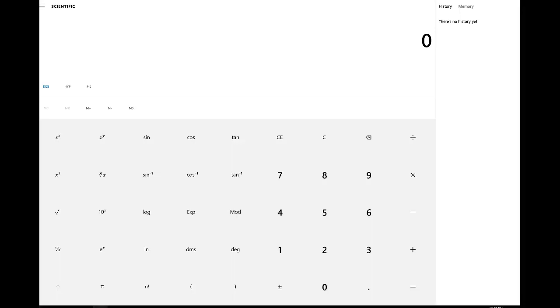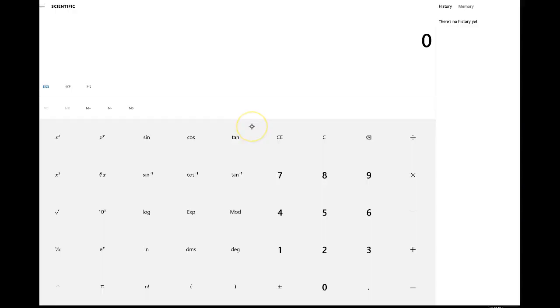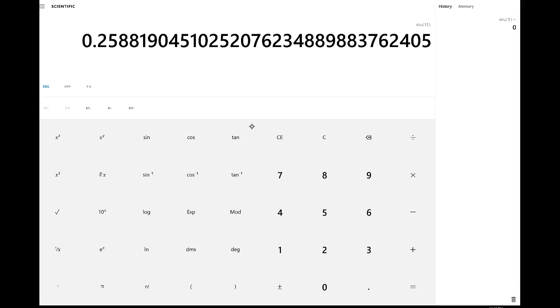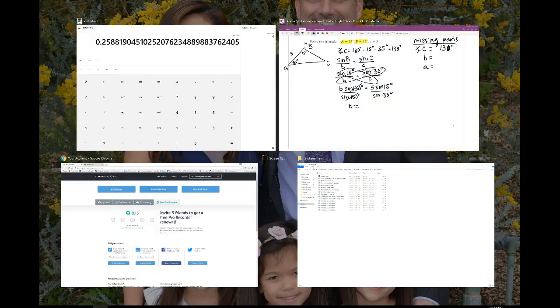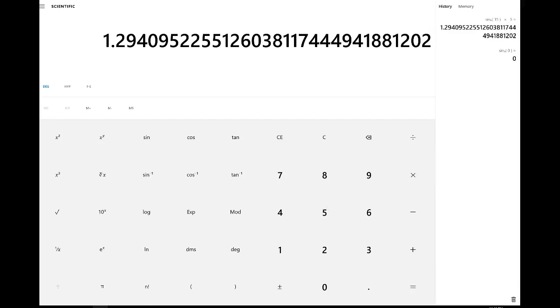So the expression is 5 times sine of 15 divided by sine of 130. Make sure this calculator is in degrees. It is. So sine of 15 degrees. Clear it out. So 15 sine. Perfect. Then times 5, equals. Perfect.